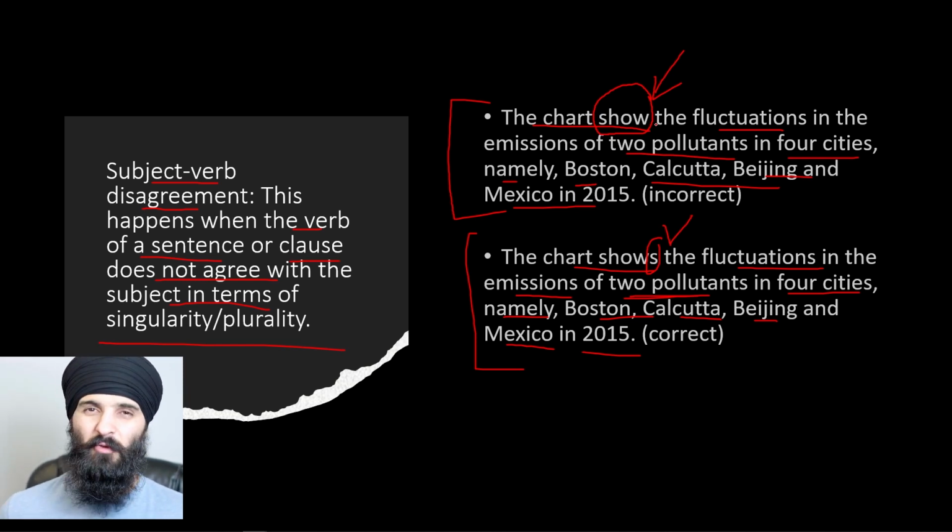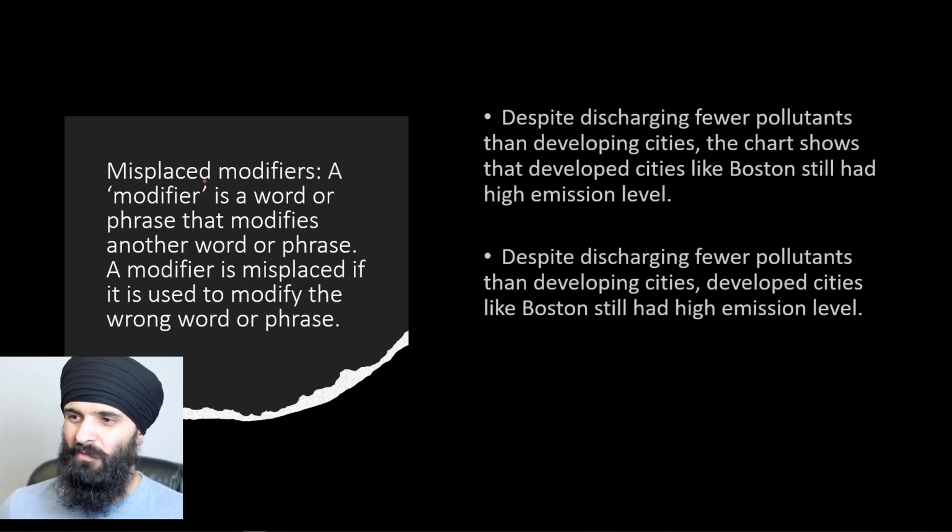Now the last mistake that people make, this one is misplaced modifiers, and this is the worst of them all. A modifier is a word or a phrase that modifies another word or phrase. A modifier is misplaced if it is used to modify the wrong word or phrase. Now here's what happens. People mug up these words, they learn all this crazy vocabulary, but they don't realize how to use it. If you're learning big words, learn how to use them. Learn the context behind the words, the what, when, where, why, who to use those things with.